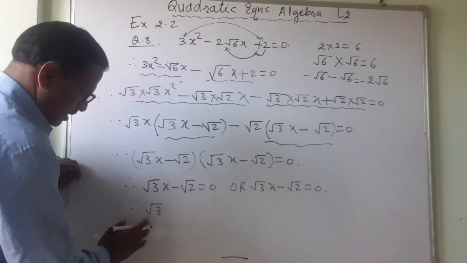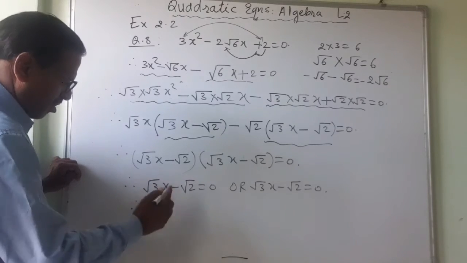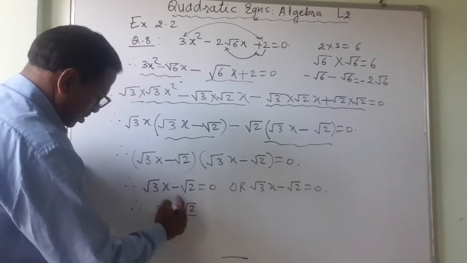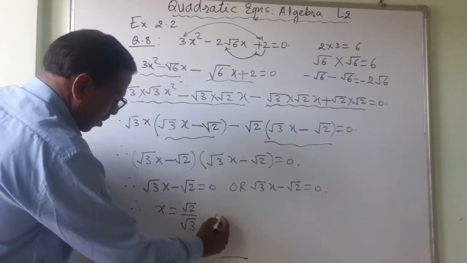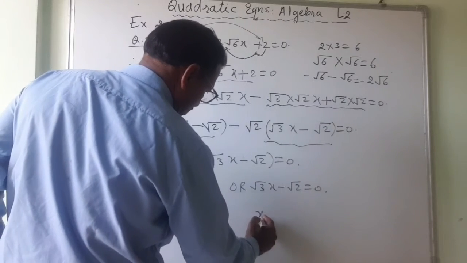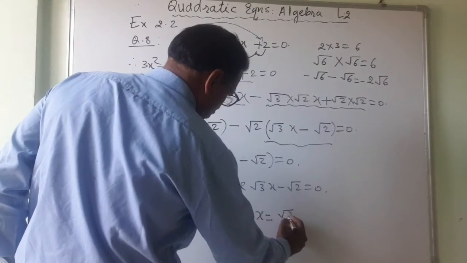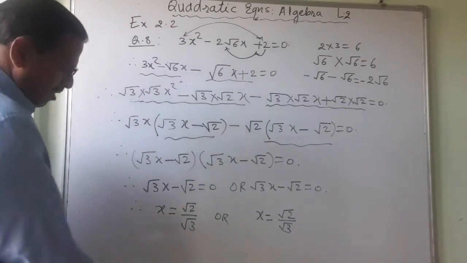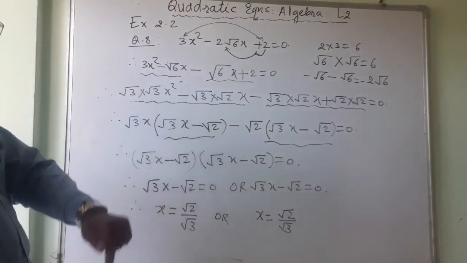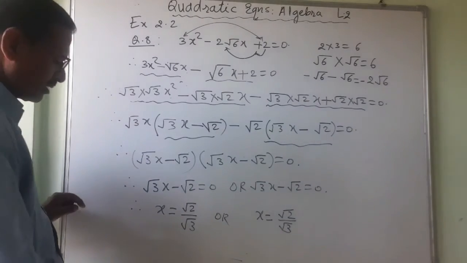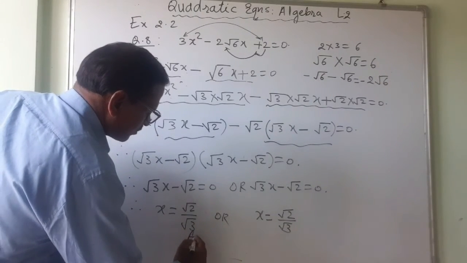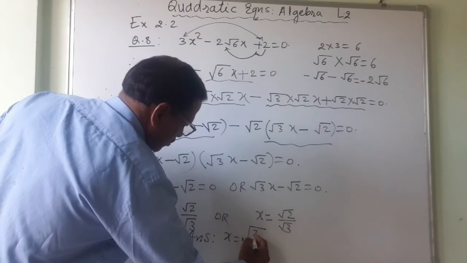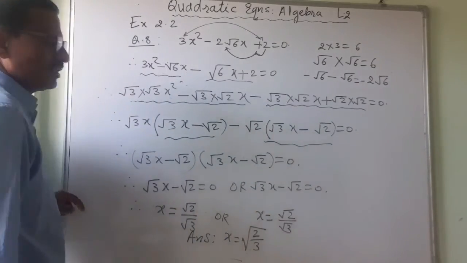Therefore, root 3x, I will straightway in a single step solve. Therefore, x is equal to, this minus will become plus over there root 2, upon, or here also x is equal to, this minus will become root 2 and this will become upon root 3. Now see, I have got two values, but both the values are same. So don't write twice. Therefore, answer x is equal to, take a single radical sign, 2 upon 3 the whole root. So this is the answer.